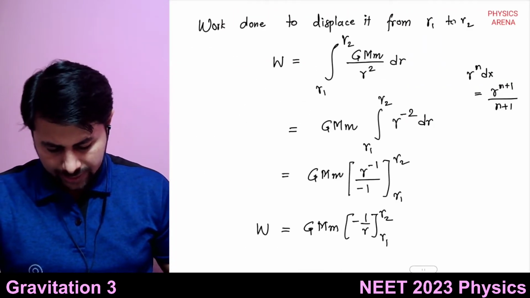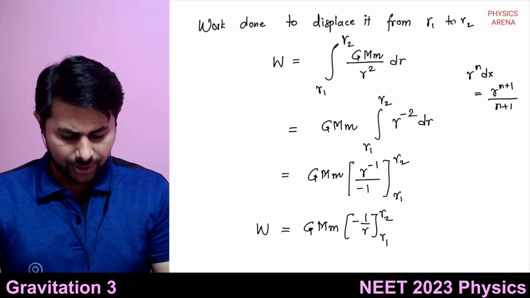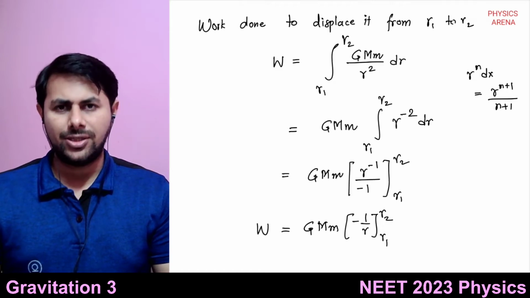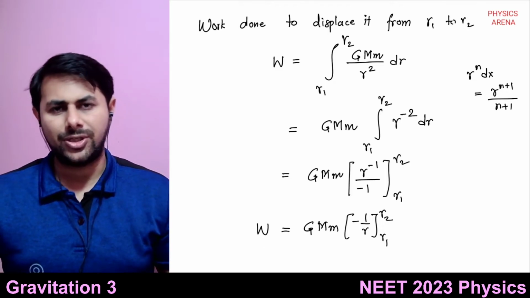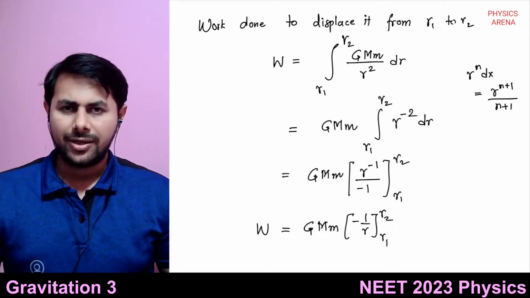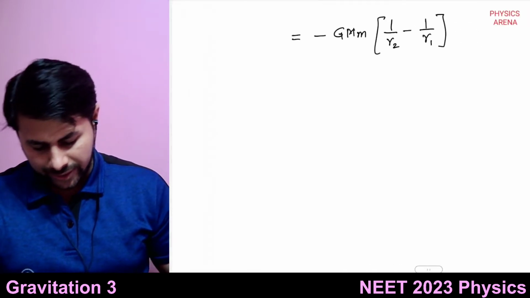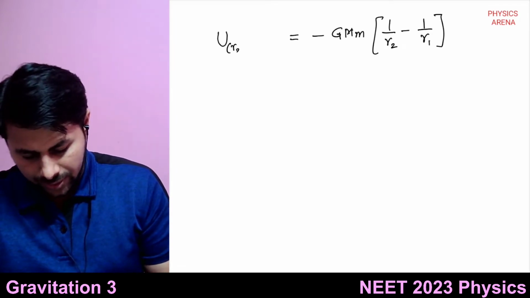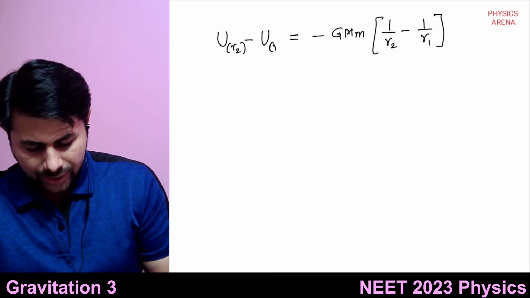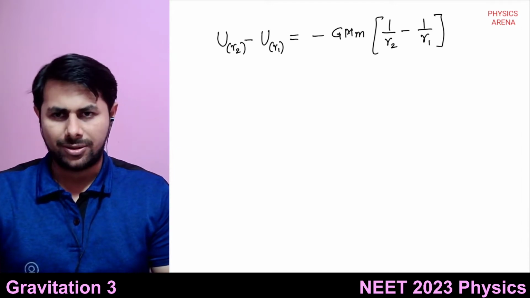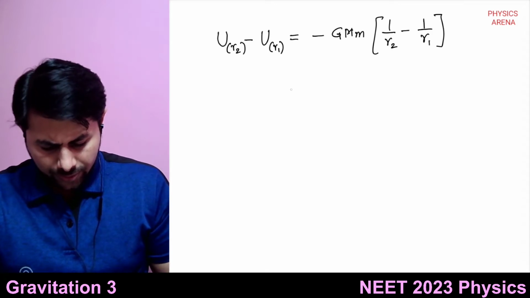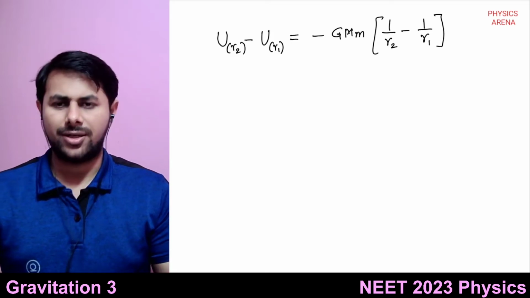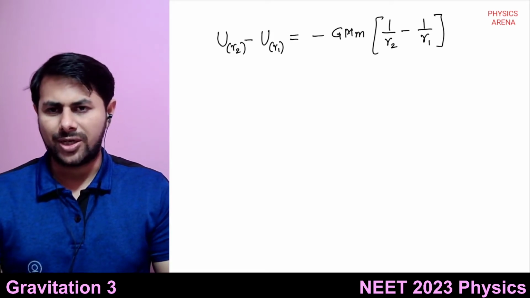And we know that this is the work done against the gravitational force. So this gets stored as the potential energy. Okay, so this is the change in potential energy of that object when it moves from r1 to r2. So it is equal to the final potential energy U at position r2 minus the initial potential energy at position r1, right? So this is the change in potential energy. So is there any question till this point?